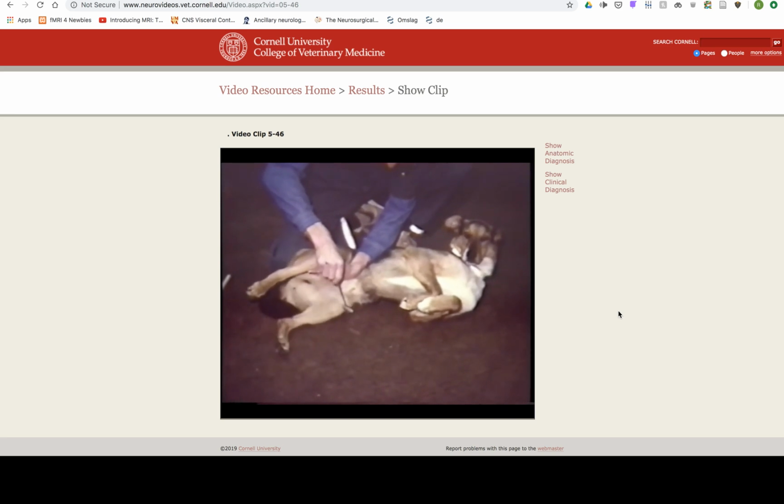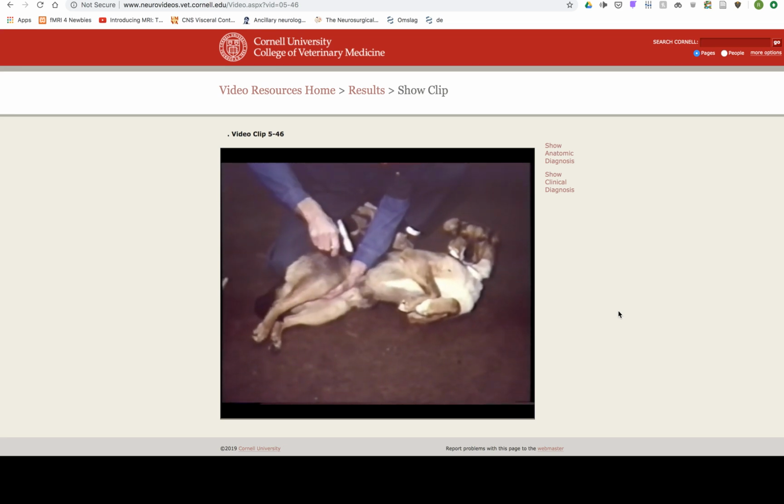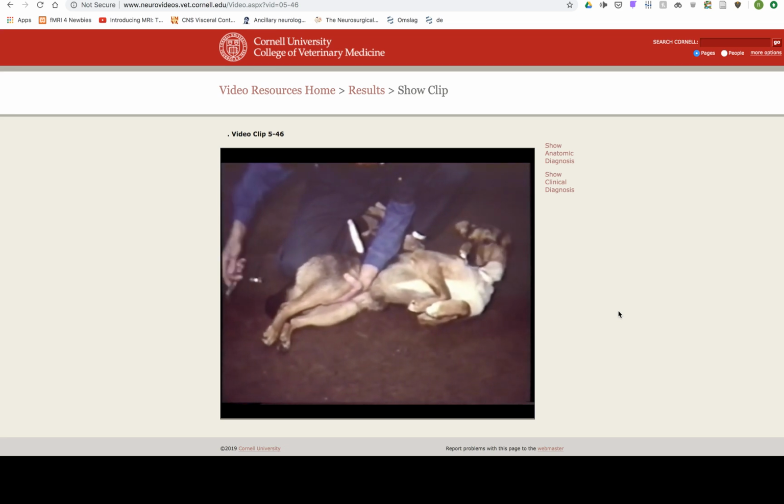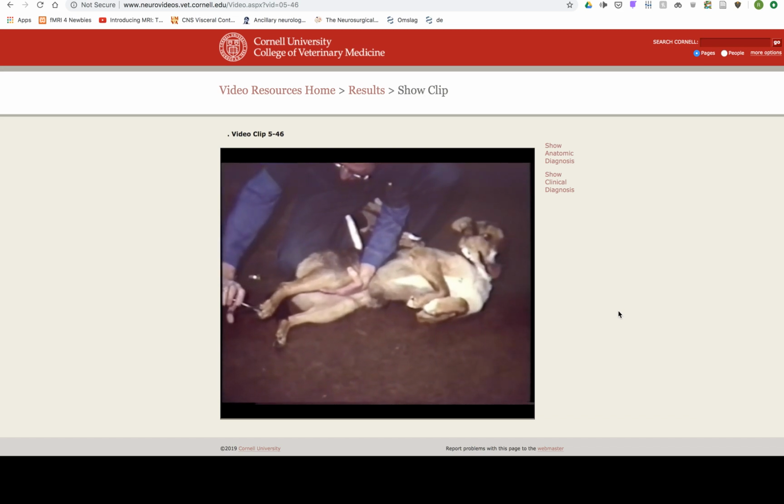MRI may be useful in the early detection of the disorder in these patients, when the mixed signal on T2 weighted images begins to extend into the spinal cord segments adjacent to the initial site of injury from the intervertebral disc extrusion.